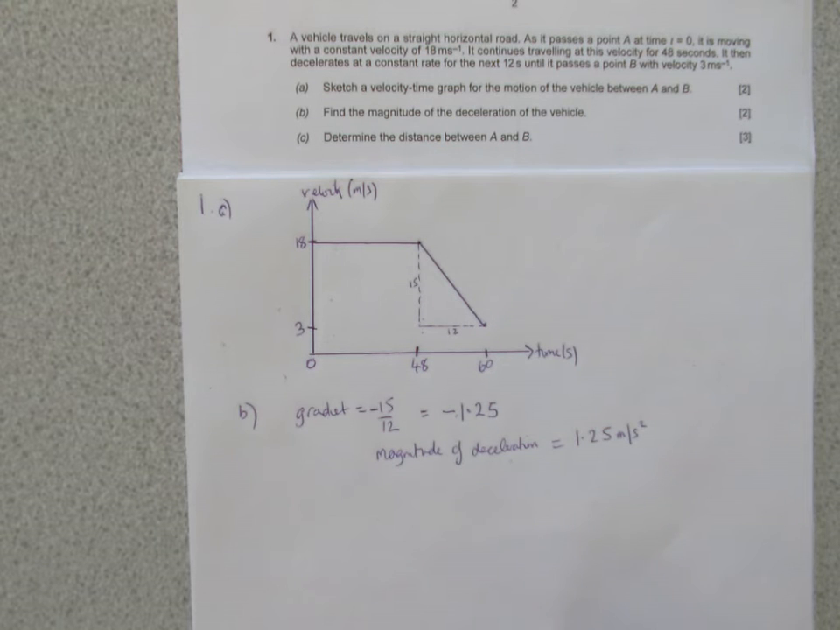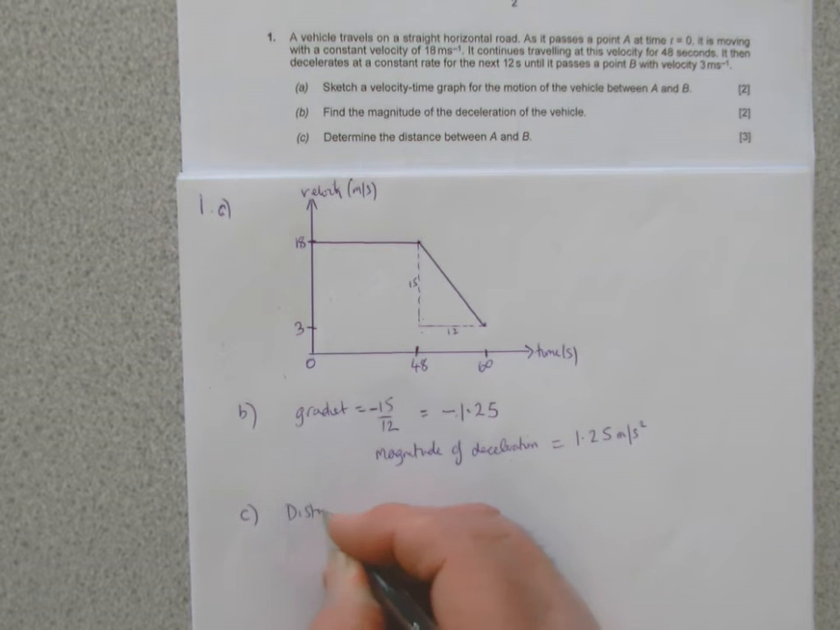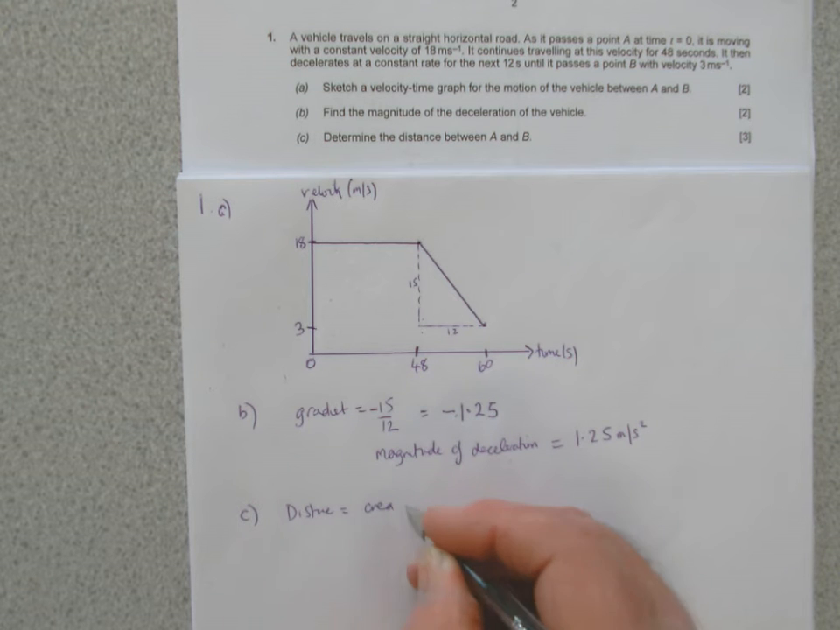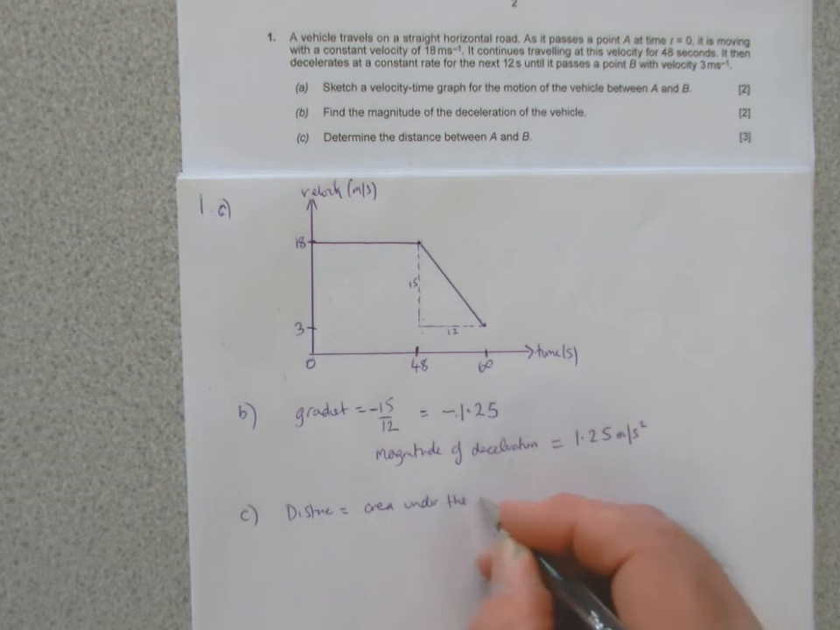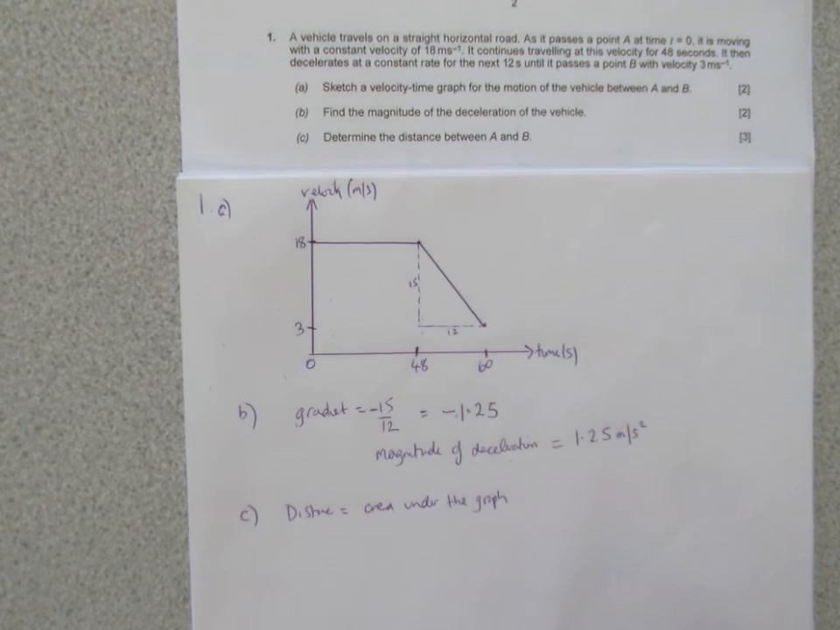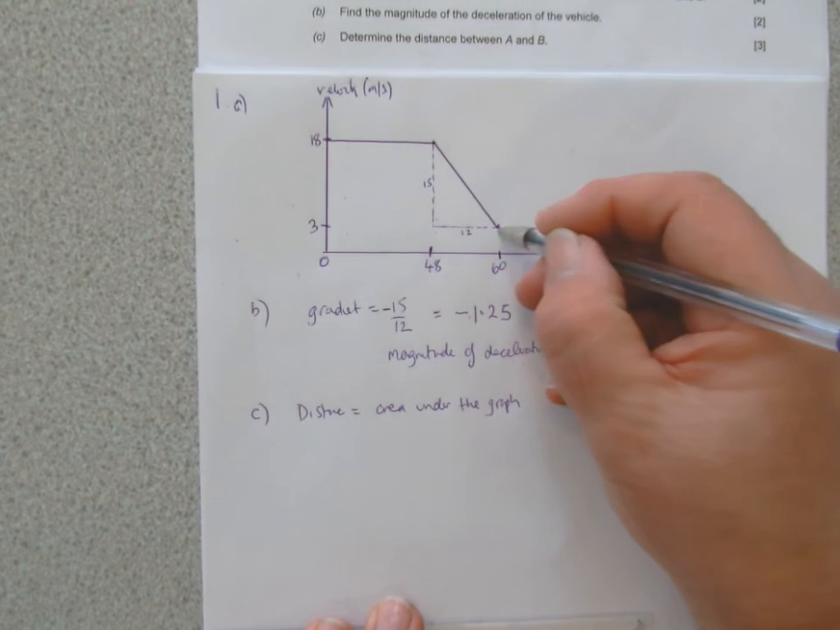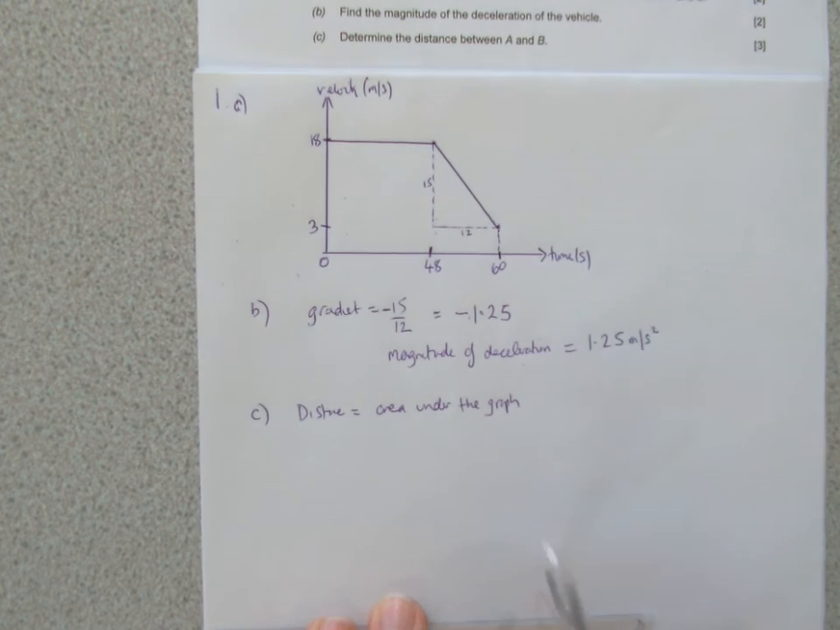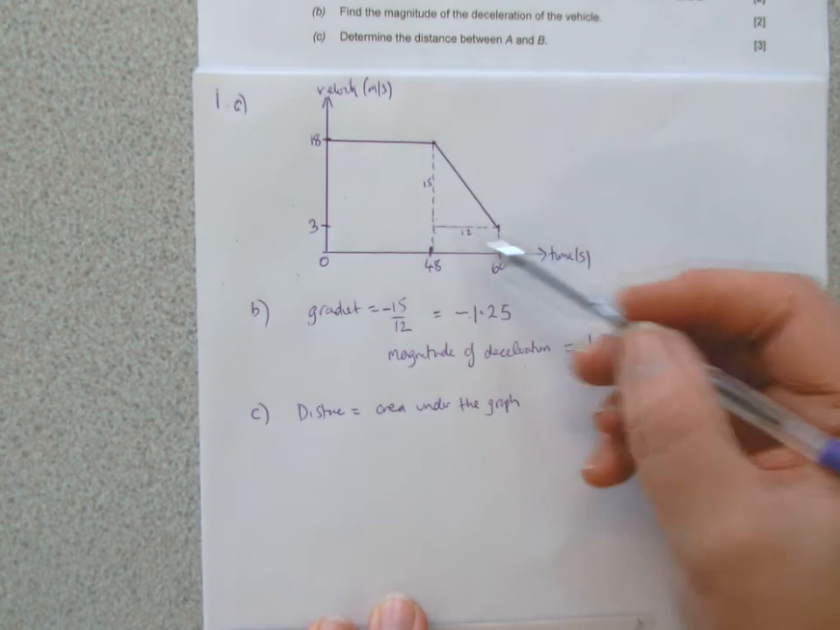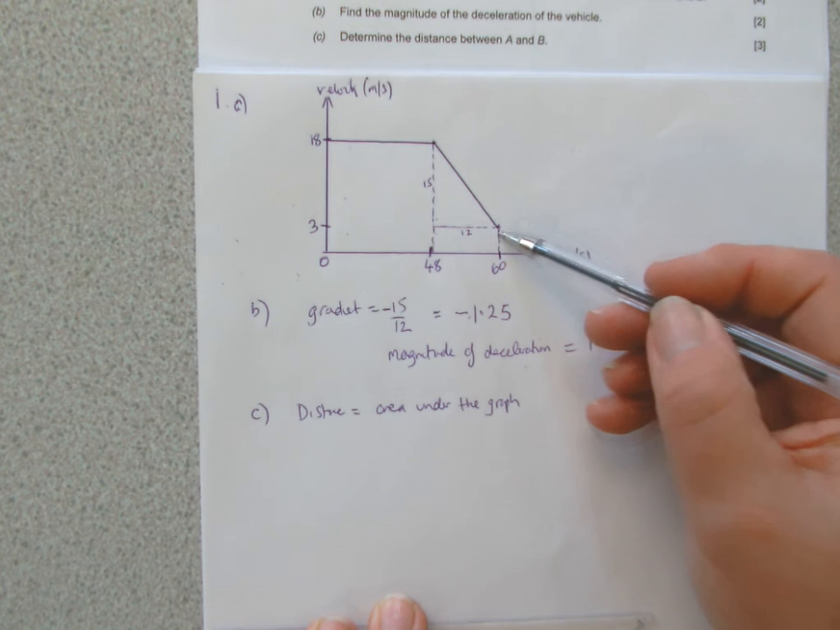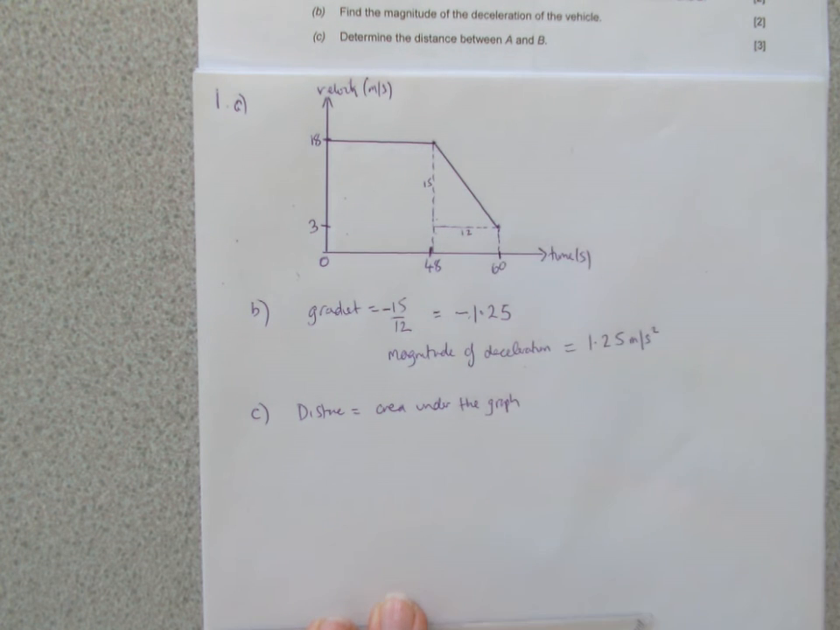Now then, part C, determine the distance between A and B. Now the distance is the area under the graph, and what I mean by that is, under the graph, there's the graph, I have to bring it all the way down to the time axis to get that area. Okay, and some of you missed that out, right? This part here, even though that line isn't coming down to the axis, that rectangle in there is part of the distance travelled. I need that area as well.